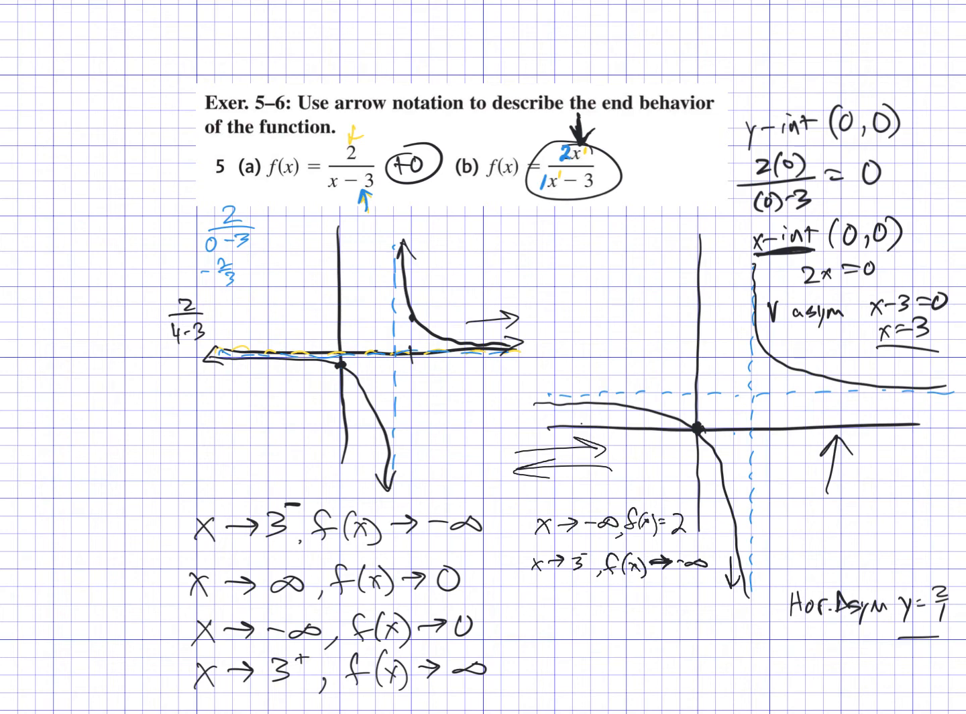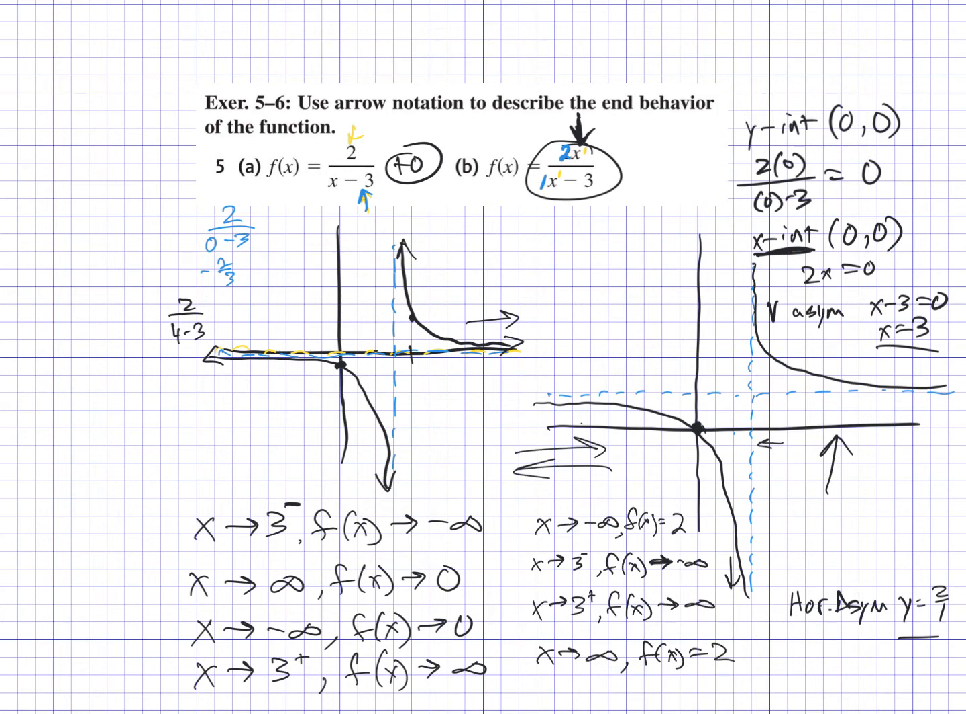Okay, and then after x equals 3, what's happening as x approaches 3 from the right on the positive side? So y is going to positive infinity. And then as x goes to positive infinity, y gets closer and closer to 2.